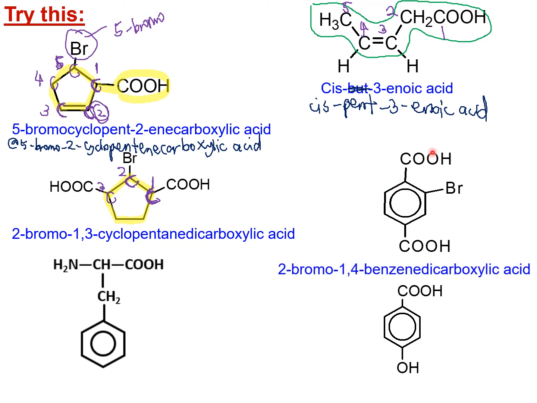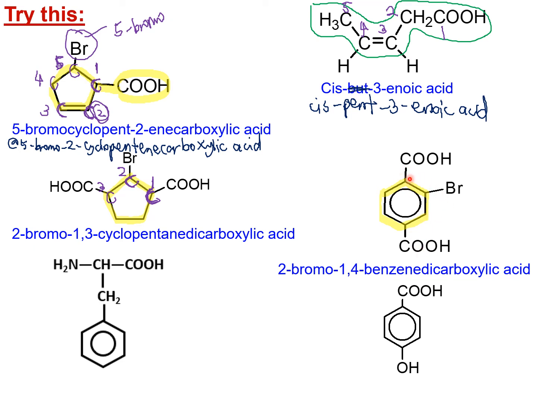Alright, so how about this one? Lebih kurang sama je. Cuma ni this time, this is a benzene ring. It's not an alkene ataupun alkene punya cyclic structure. It's a benzene ring. So sama je, this is going to be the parent, okay? The benzene ring ni akan jadi parent. Cuma you kena numberkan carbon yang ada COOH dan juga Br, okay?